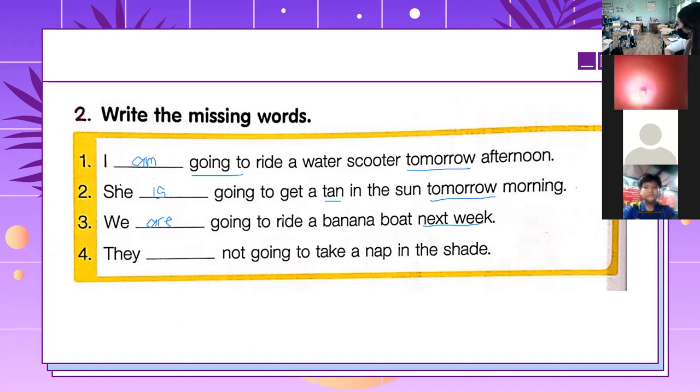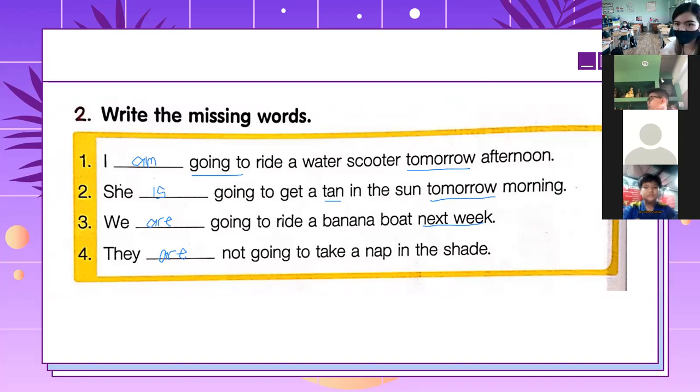Okay, so the last number we have: they blank not going to take a nap in the shade. So what is that? Is or are? Louder? Okay, are. So number four, it is are. So they are, everybody, let's read. Okay, so they are not going to take a nap in the shade.